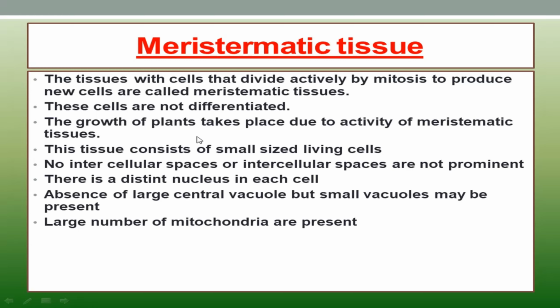Meristematic tissues have active cell division. For this, more energy is needed. To produce the more energy needed for the meristematic tissues, a large number of mitochondria are present.